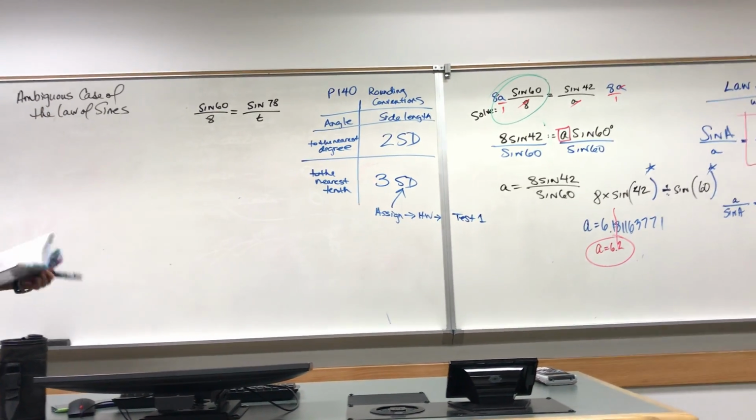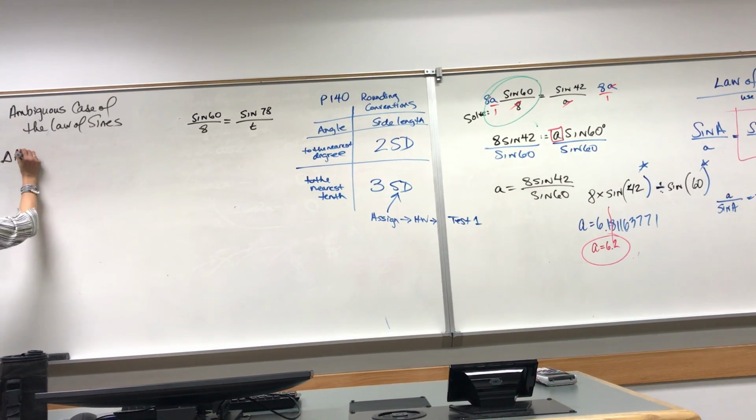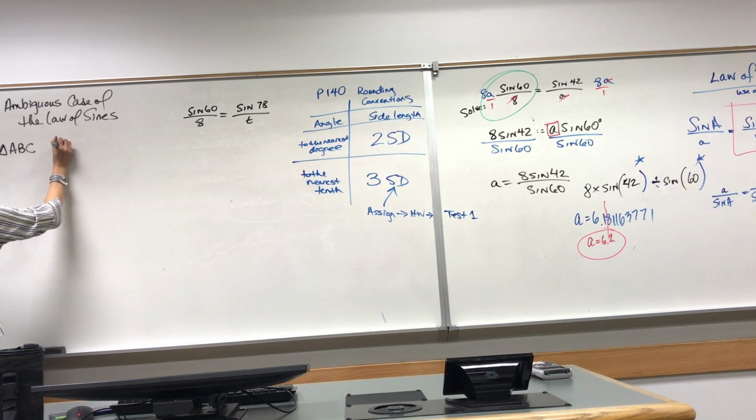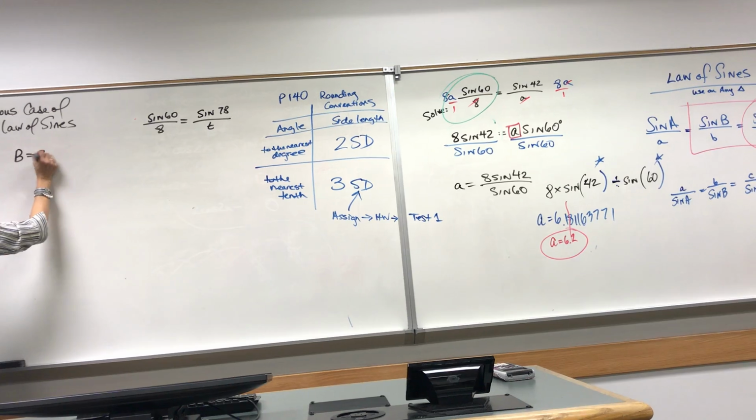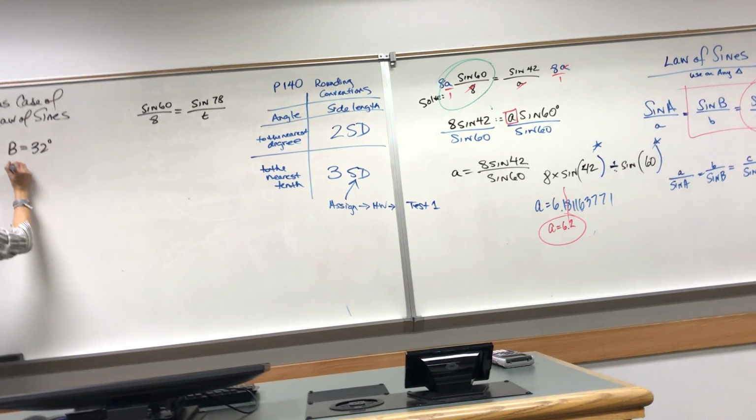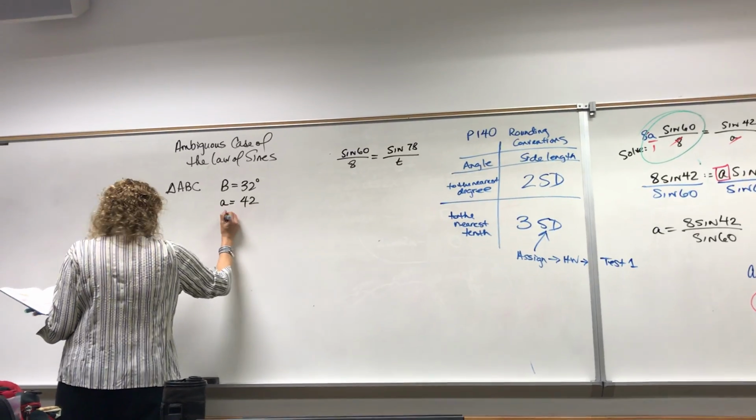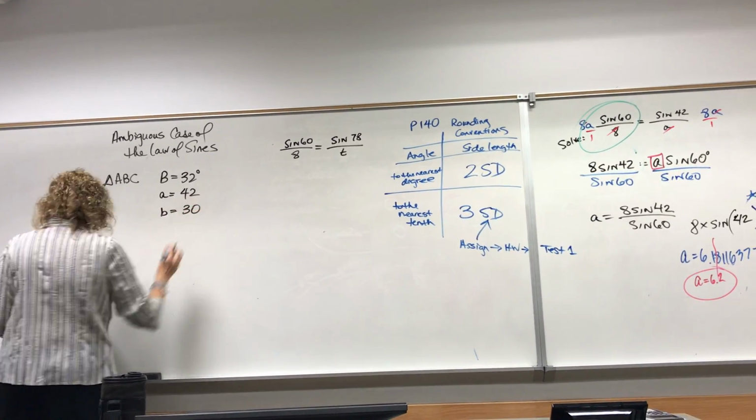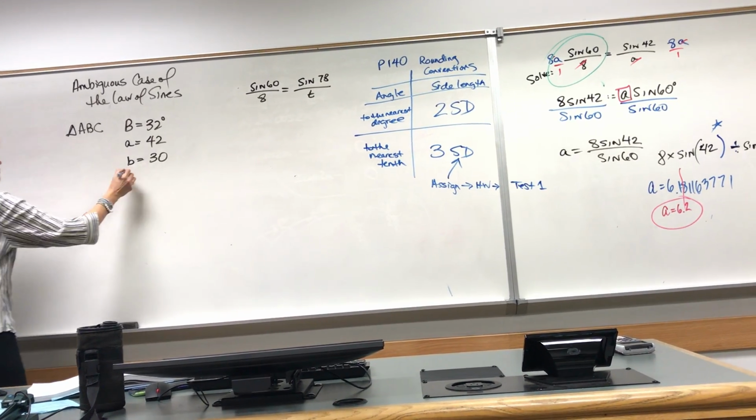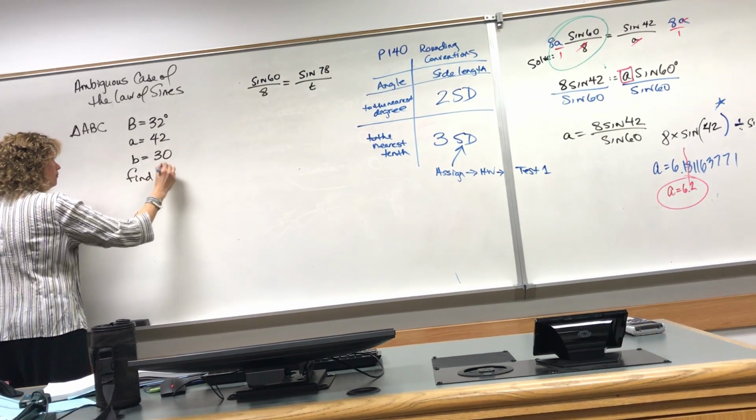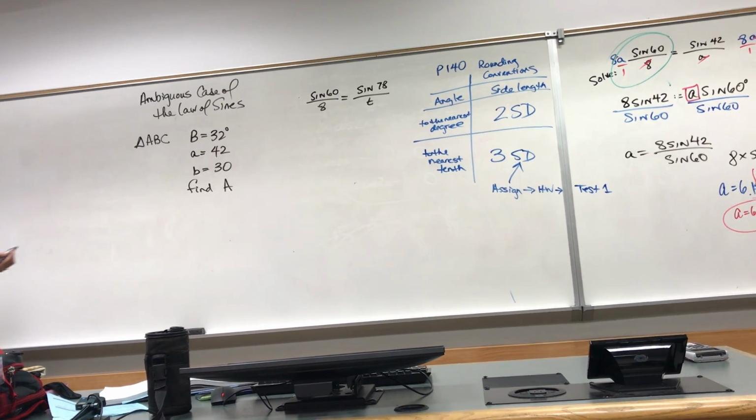All right, so we've got triangle ABC. They actually don't use the angle sign, they just say capital B is 32 degrees. We've got side A is 42 length, and side B is 30. And they want you to find angle A. Find capital A.